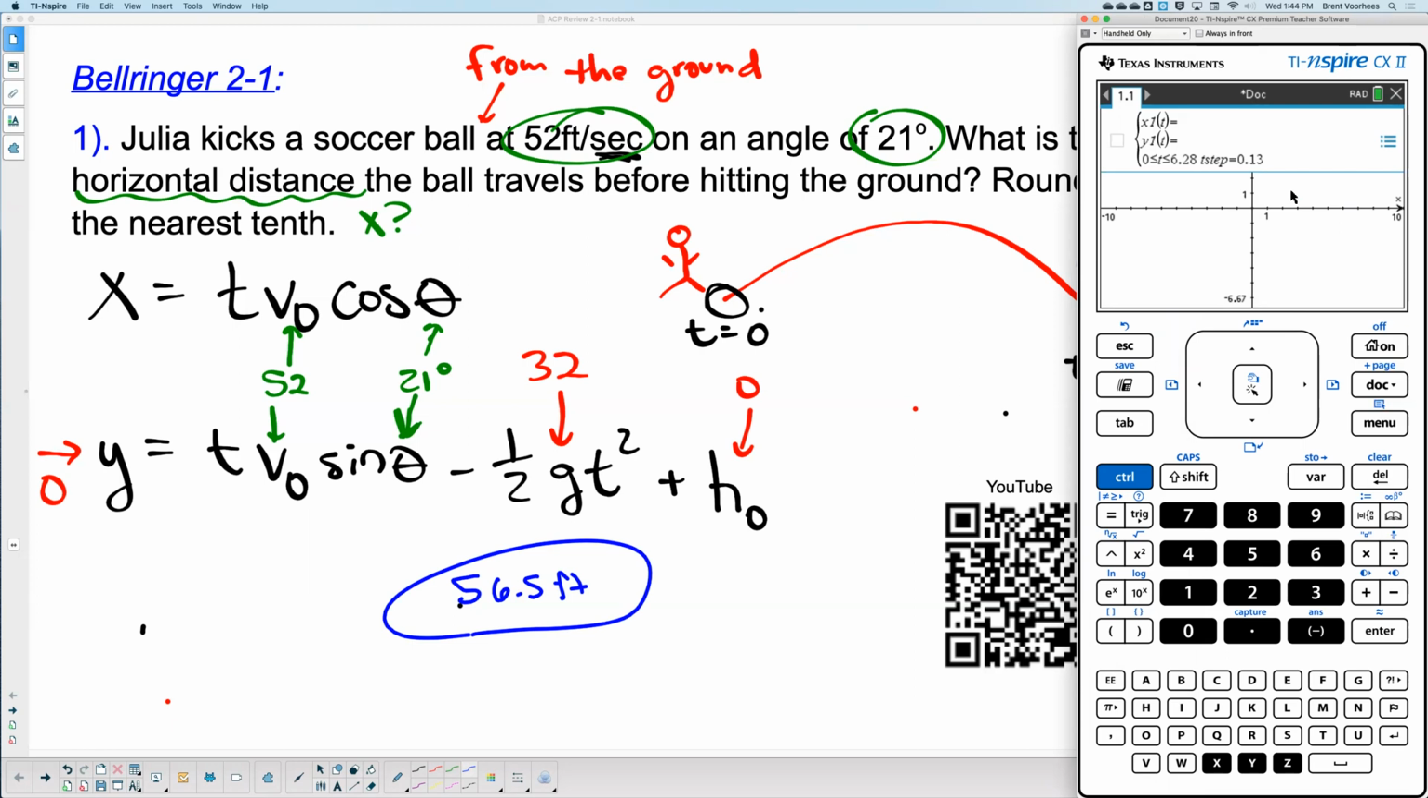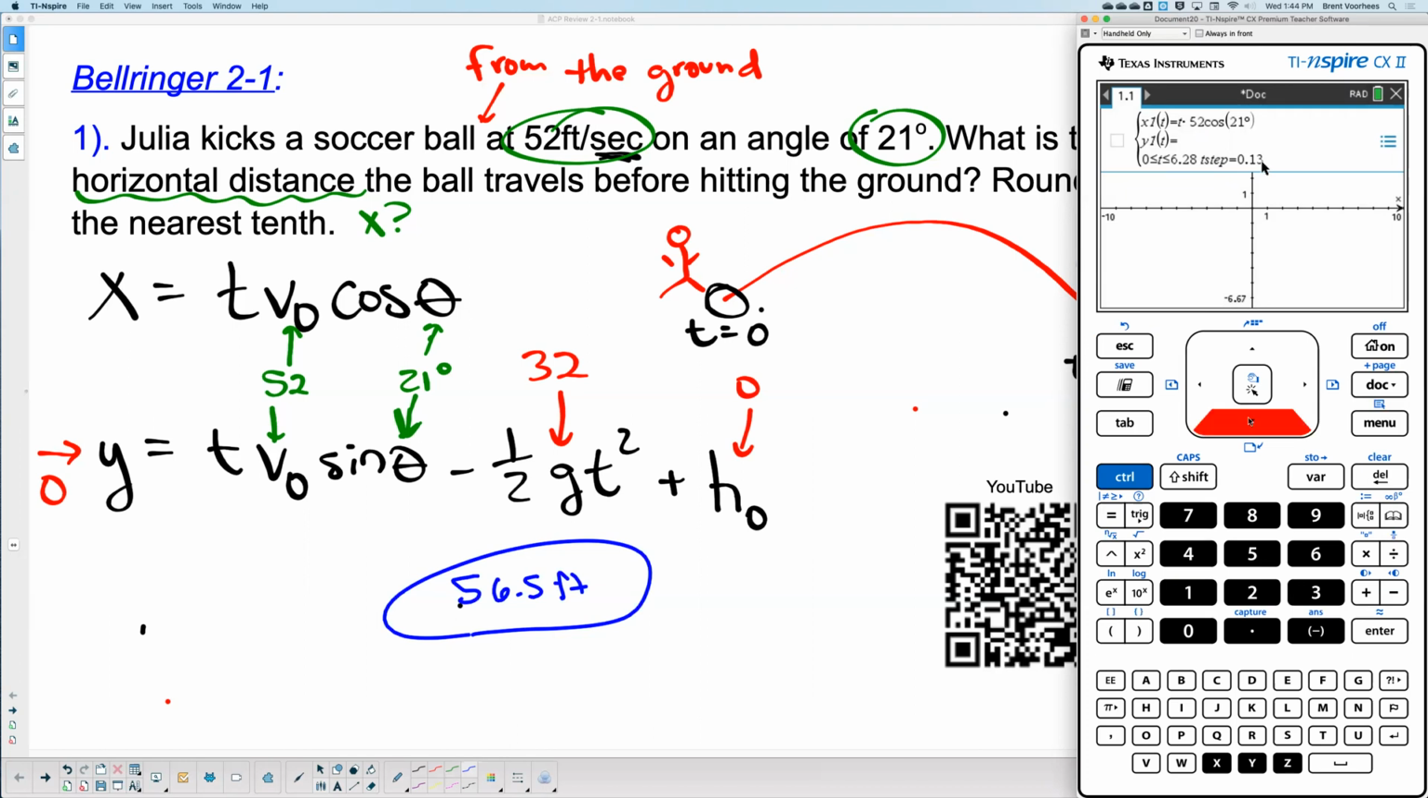Now this time, what we're going to do differently is I'm not going to solve anything. I'm just going to type in our 2 equations with their substituted values. So we're going to pretend like we don't know T. So T times 52 cosine of 21 degrees. There's your X equation.